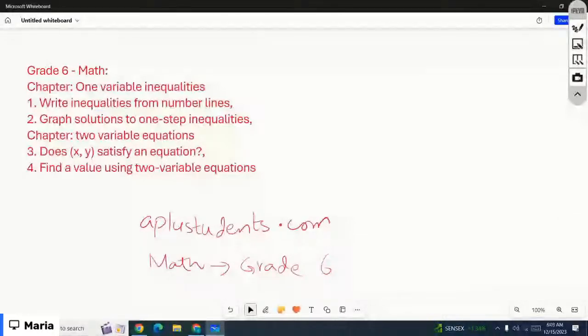So please make sure you have your notebook and pencil so that you can note down the important examples and definitions as well, right?